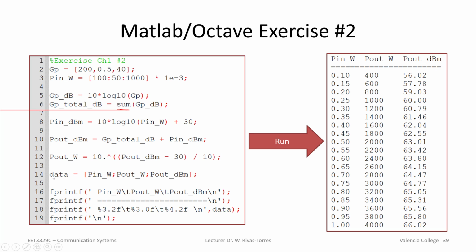Then on line 14, I organize my data in columns. PN in watts is the first column, Pout in watts is the second one, and the third one is Pout in dBm. Remember, if you put a title line and a separator on your table, it makes it easy for whoever is reading it to know what's going on. Then format the line, and when you hit the run button in MATLAB or Octave, you get this table.